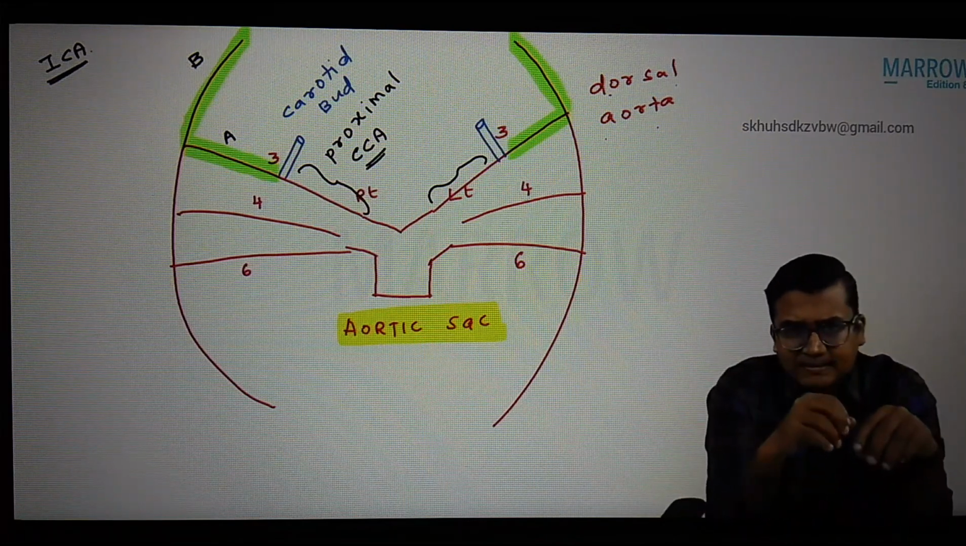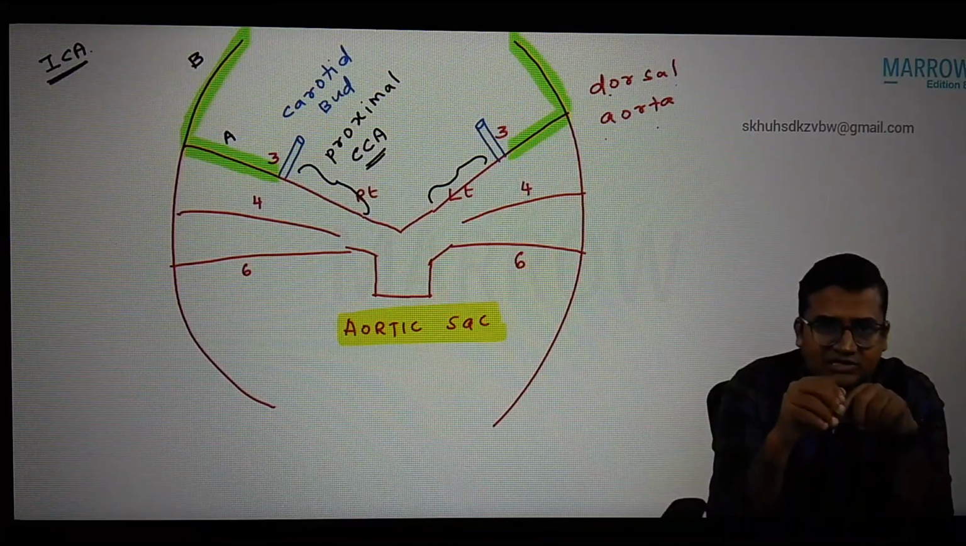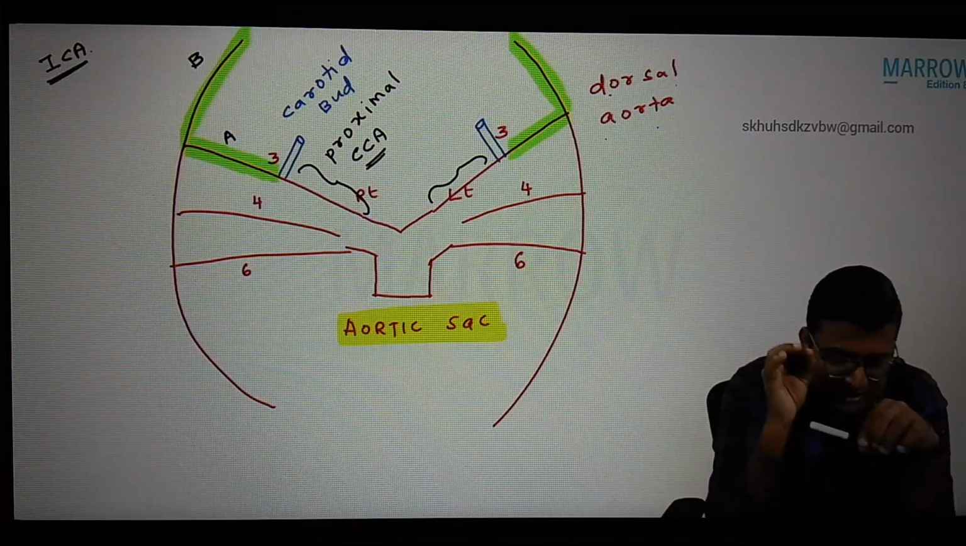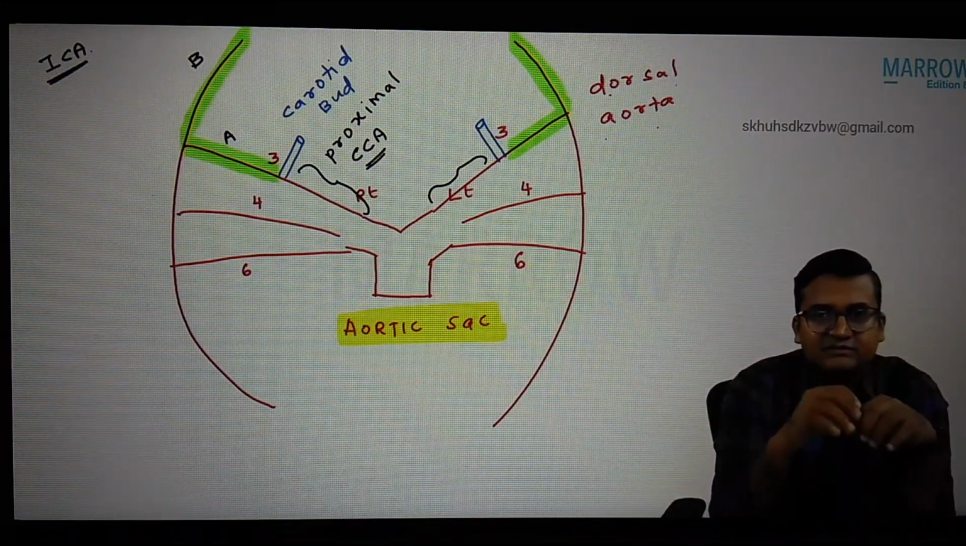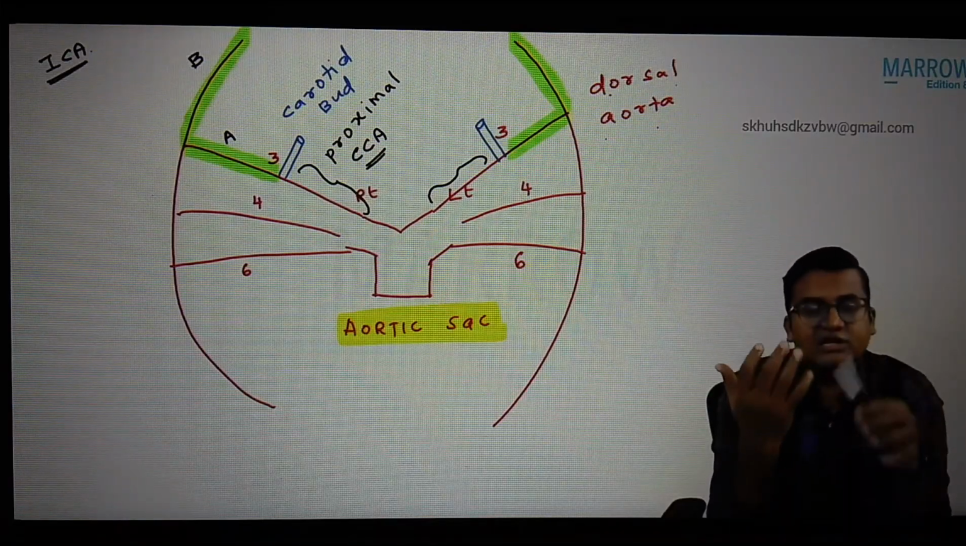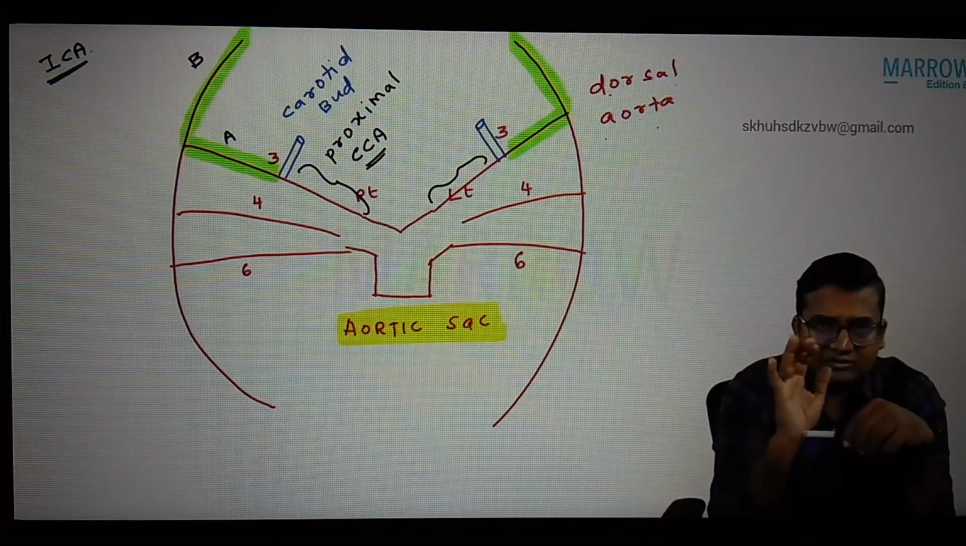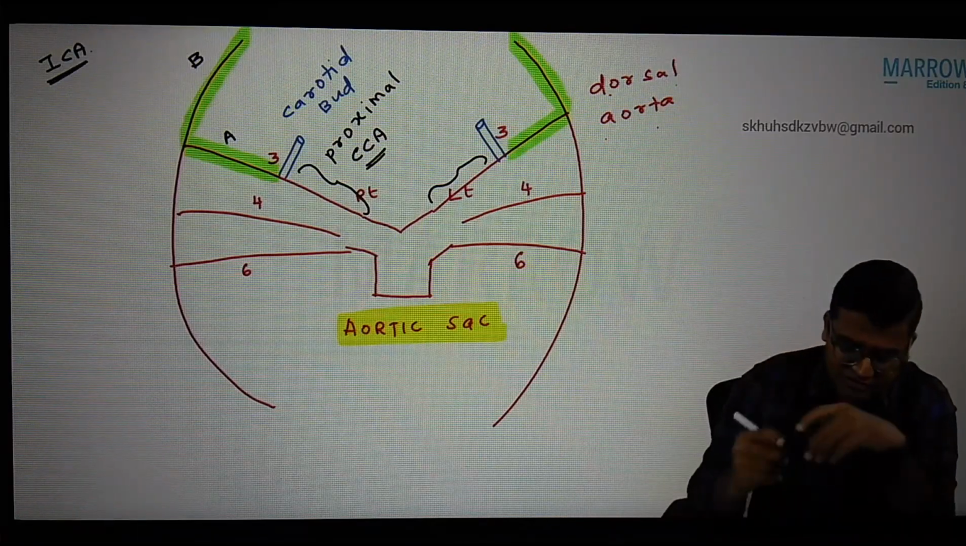Now tell me, what is A and what is B? What is A? Third arch artery. Which part of third arch artery? Proximal? No. Distal part of third arch artery. Very good. Now what is B? B is dorsal aorta. Which part of dorsal aorta? Cranial or caudal? Cranial part of dorsal aorta.